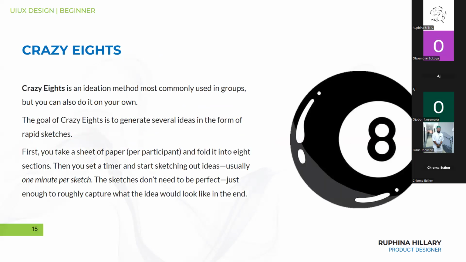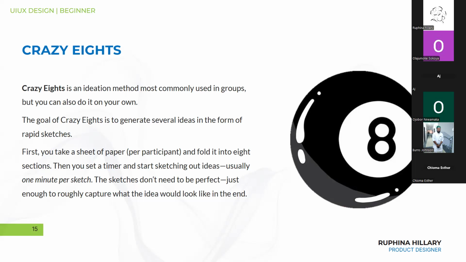Another method that people usually employ, which is a very popular method, is the crazy eight method. In the crazy eight method, the goal is to generate 8 sketches in 8 minutes. It's very simple. That's why they call it crazy eight. 8 sketches or 8 solutions, 8 ideas in 8 minutes.